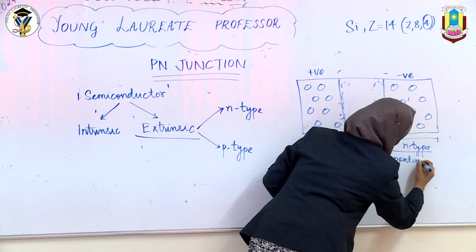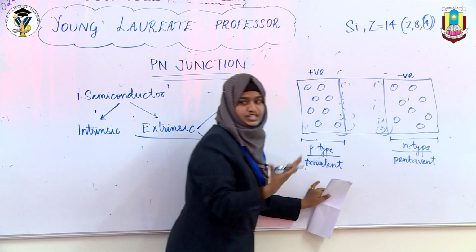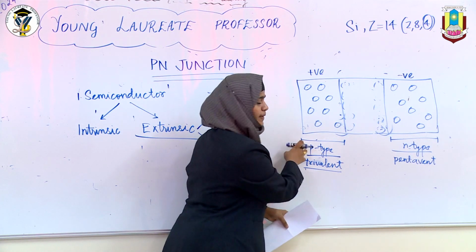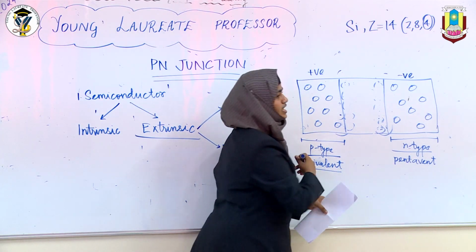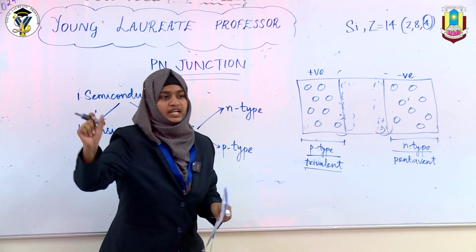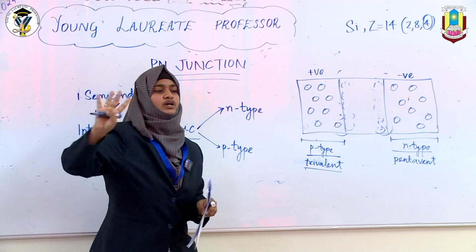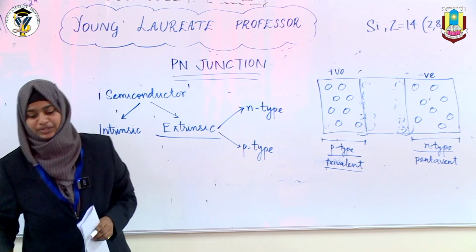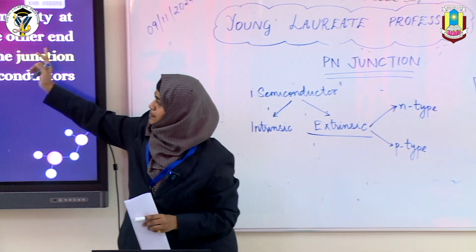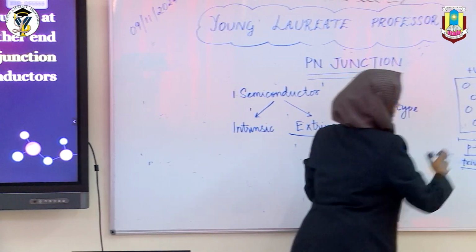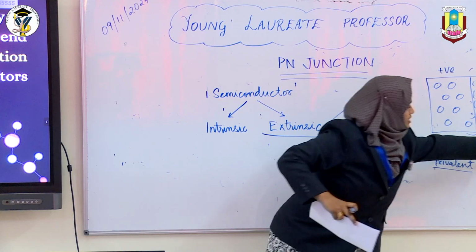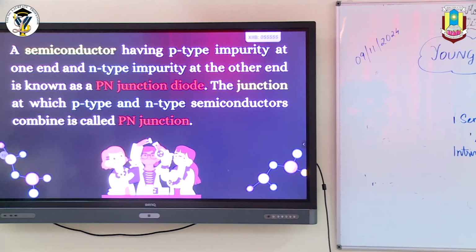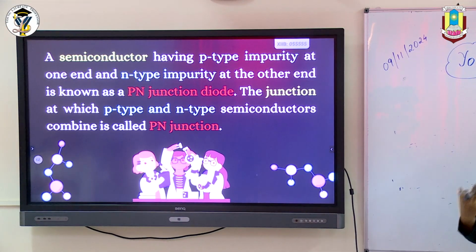So in order to make a p-n junction diode, we do doping here. That is, we introduce trivalent compounds to p-type semiconductors. When this happens, diffusion occurs, drift occurs, barrier potential occurs, depletion layer occurs. These are 4 terminologies that we need to know in order to understand formation of p-n junction diode. So a semiconductor having p-type impurity at one end and n-type impurity at the other end is called a p-n junction diode. A diode is a semiconductor, and the junction at which p-type and n-type semiconductors are formed is called a p-n junction.